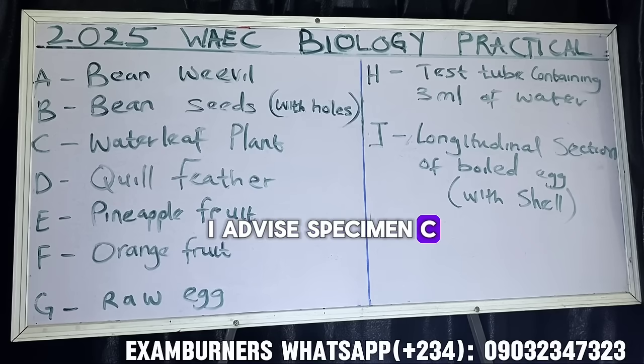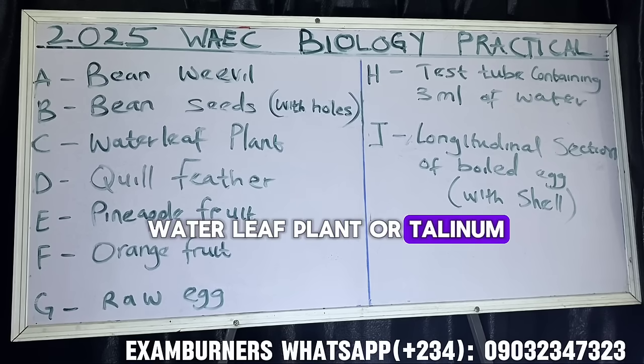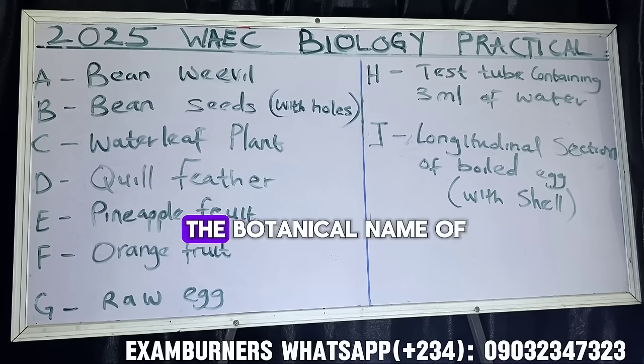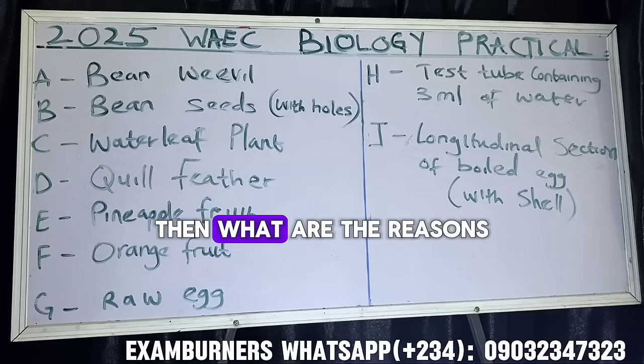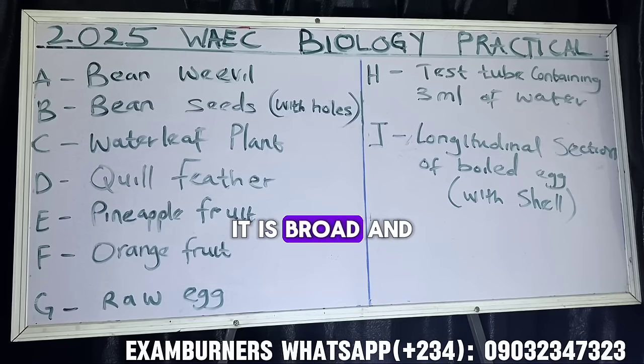Identify specimen C with 3 reasons. Specimen C is a water leaf plant or Talinum. You can check up the botanical name of water leaf plant on Google. It is Talinum. Then what are the reasons? It has broad and spatulate leaves. The leaves are broad. It has a succulent stem, and it is a solitary flower.